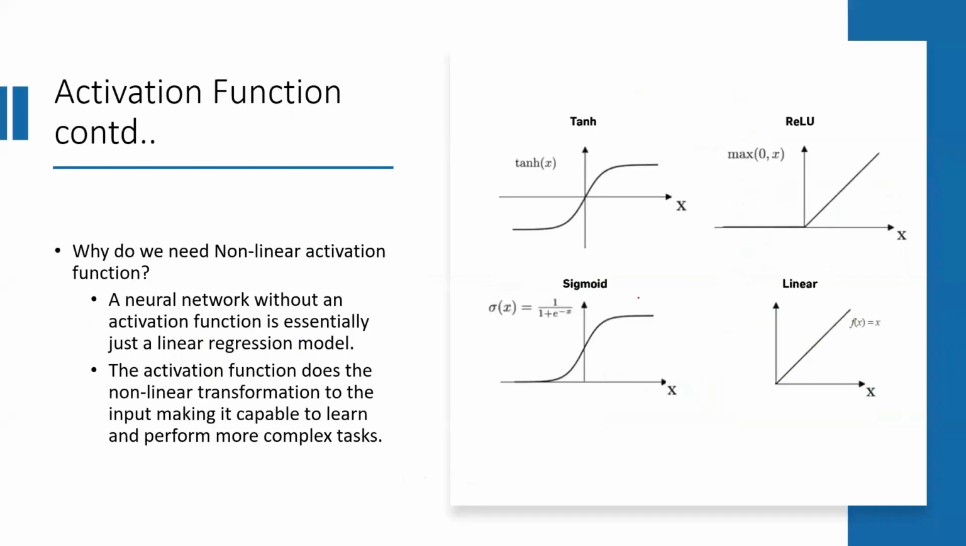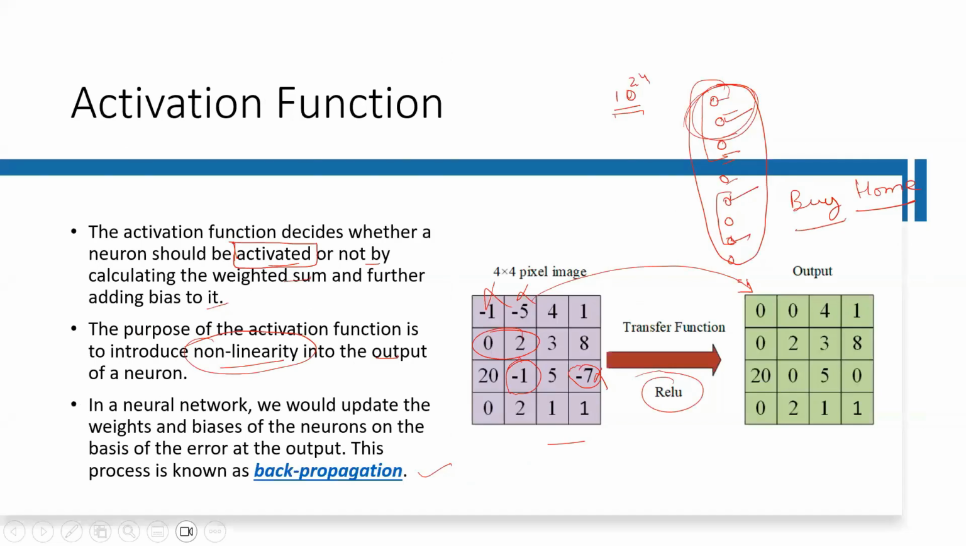Excuse me, sir. Yes. Here in the previous slide, by neuron, are you trying to point out a feature or something else? One feature. Neuron means one feature. Yes, neurons are basically properties.